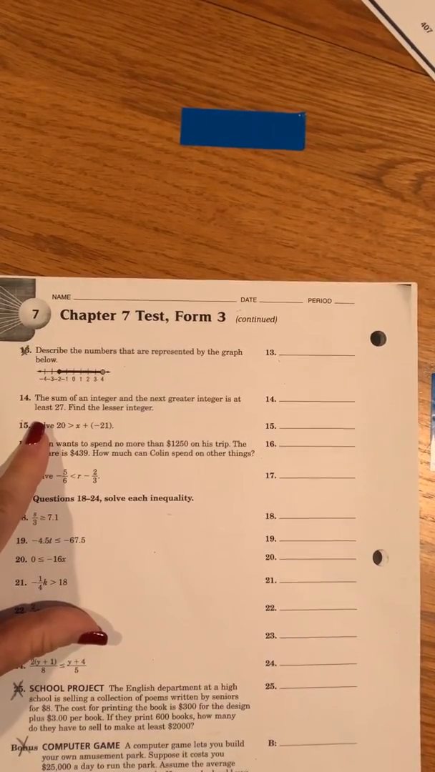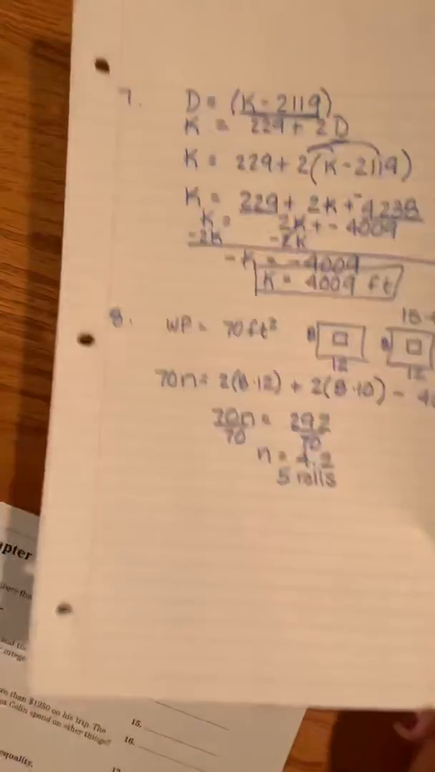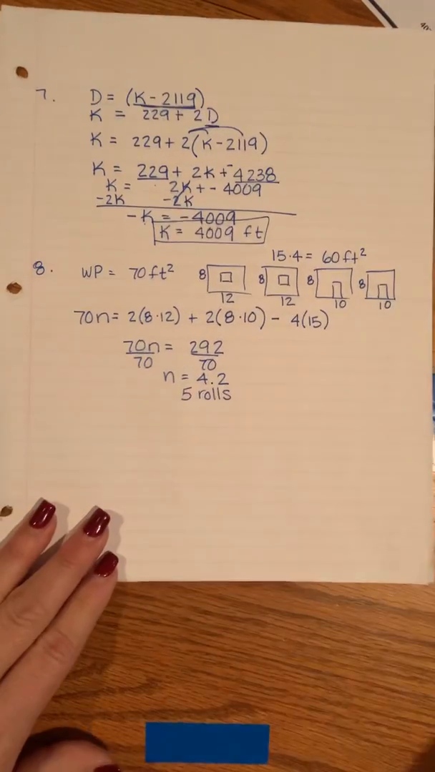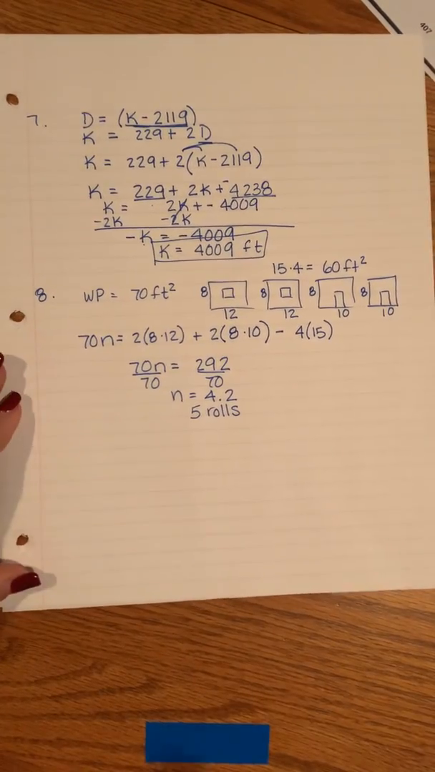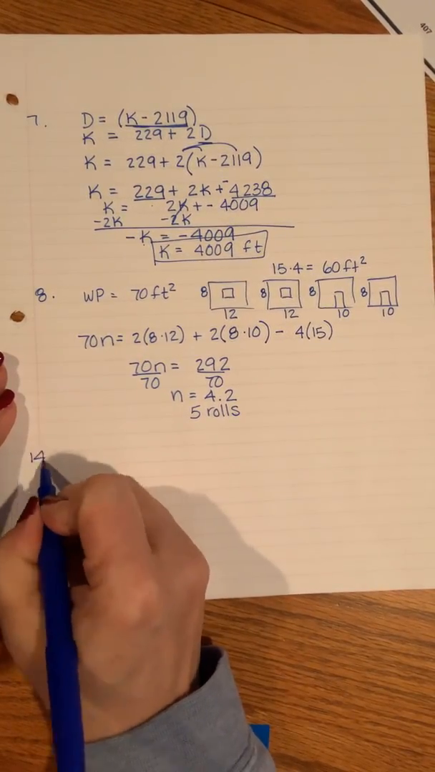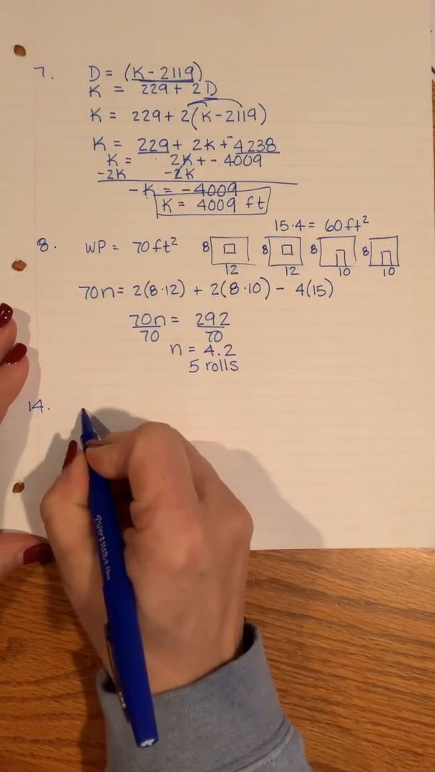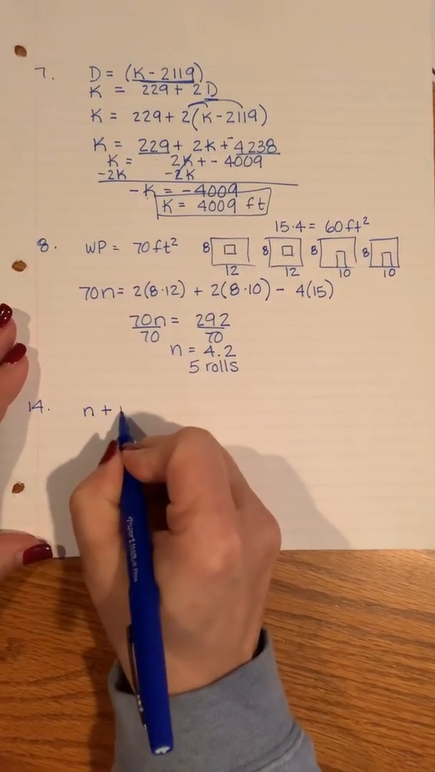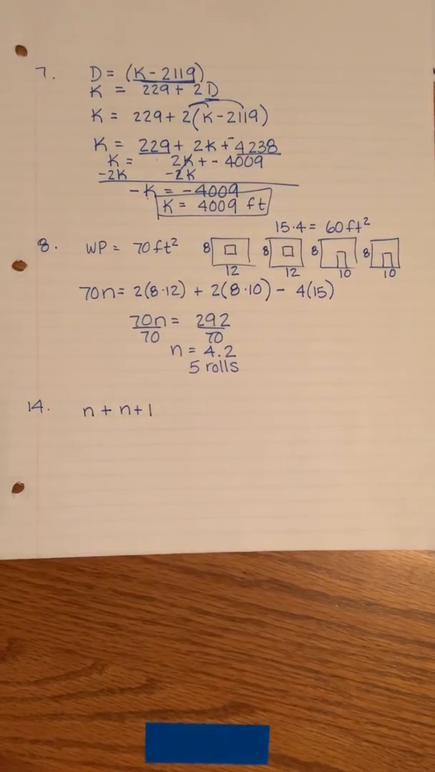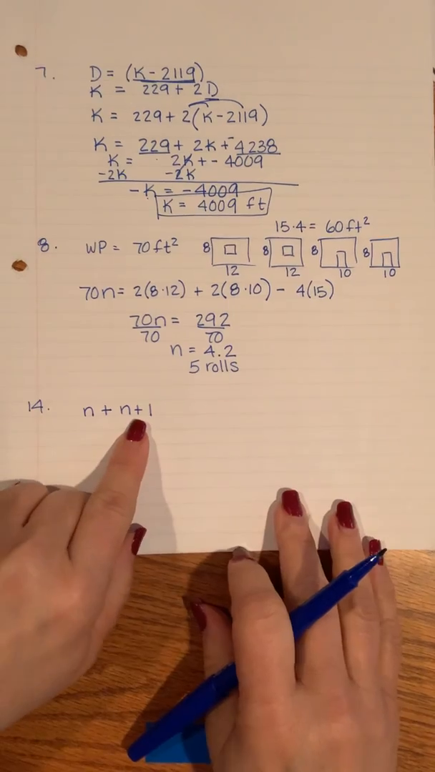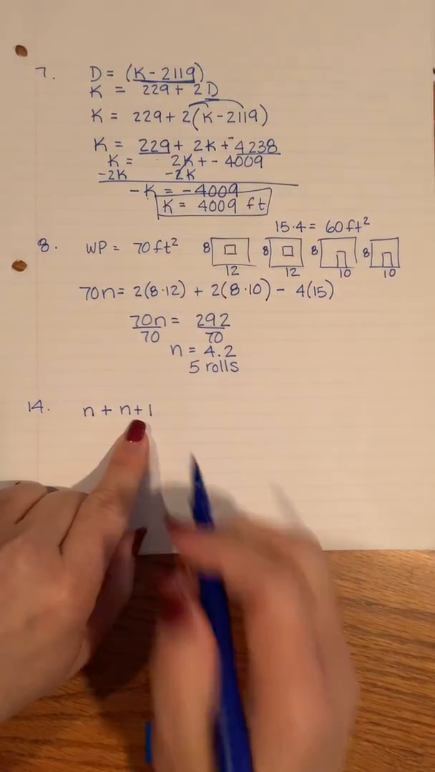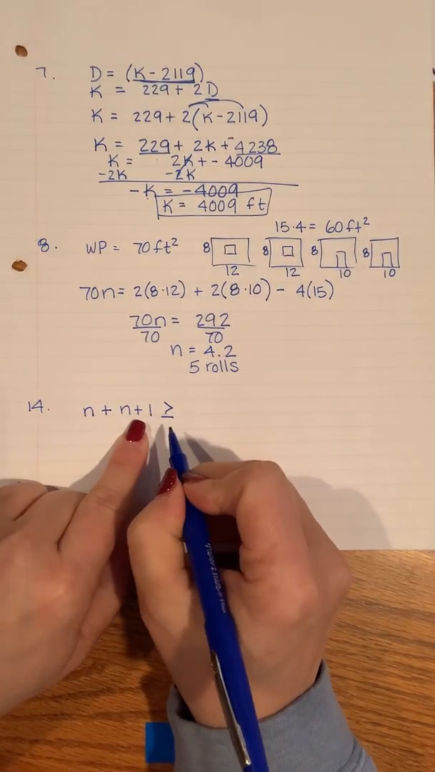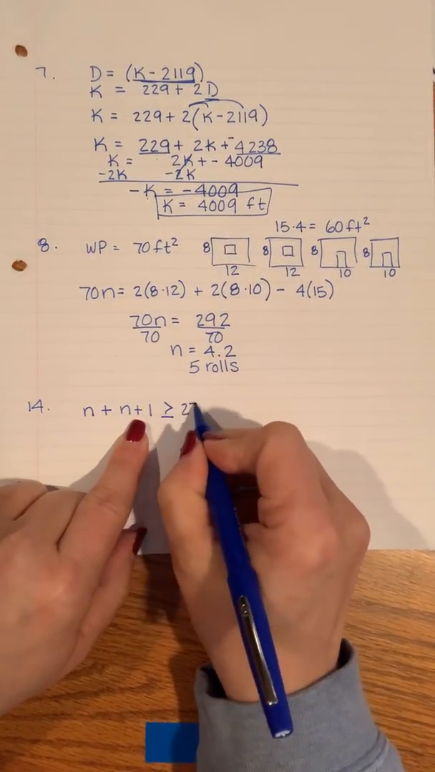Number 14, oh, here's one, the sum of an integer and the next greater integer, find the lesser. The answer to that one is 13. Do you remember doing these before? We said if we have the sum of an integer and the next greater, whatever the integer is, the next one would be 1 more than it. So here's the integer, here's the next greater integer. And it is at least.